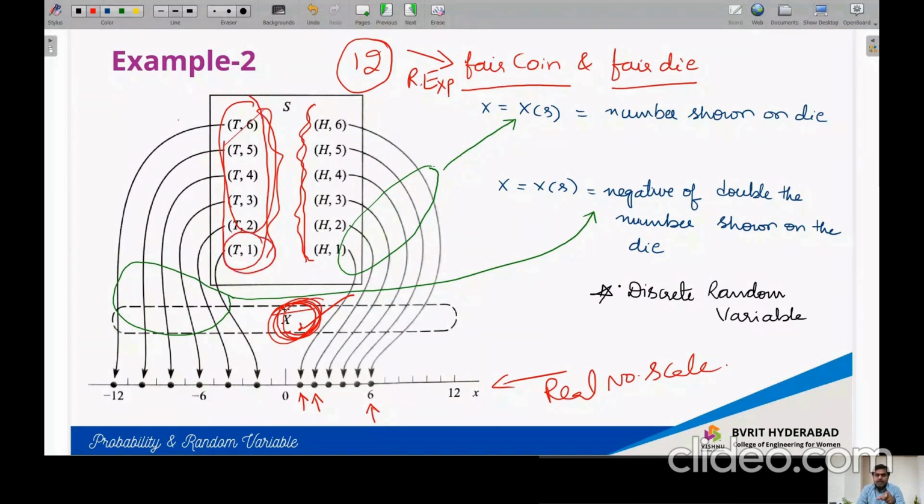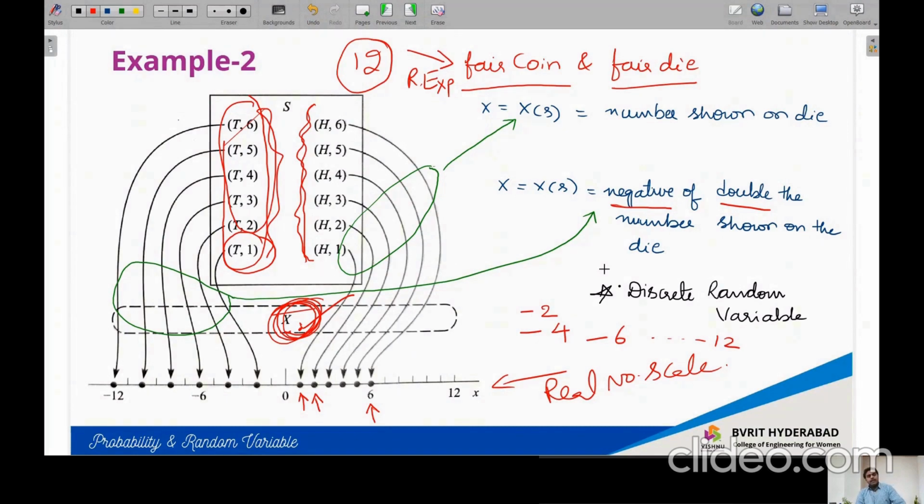When it is t comma 1, he maps it to the negative of double the number on the die. That means t comma 1 is mapped to minus 2, t comma 2 is mapped to minus 4, t comma 3 is mapped to minus 6, and so on. T comma 6 is mapped to minus 12. So mapping is up to you. Finally, mapping is done onto the real number scale only. So you can define your own random variable depending on the random experiment. You can have your own mapping.